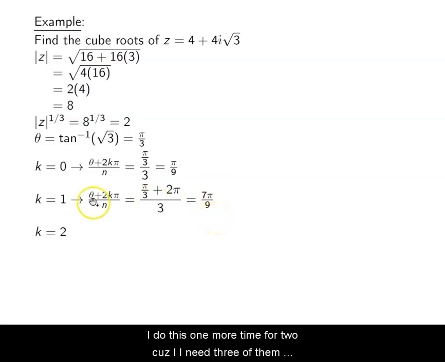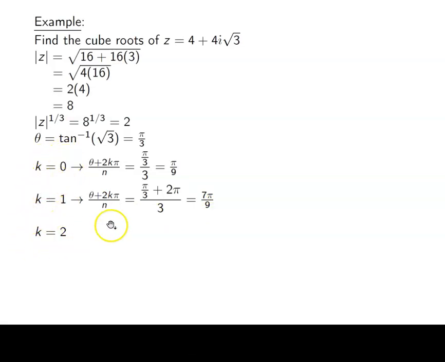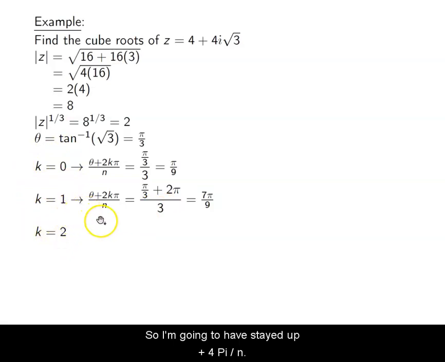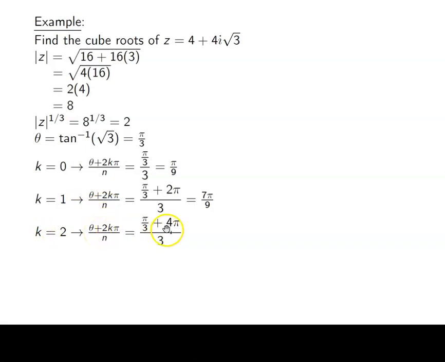I do this one more time for 2 because I need 3 of them. 1, 2, 3, starting from 0. 3 minus 1 is 2, so this is where I'm going to stop, at k equals 2. So I'm going to have theta plus 4 pi over n. So this was 4 pi. If I add these together, this is the same as 12 over 3 pi. So that's 13 pi over 3 over 3, so 13 pi over 9.